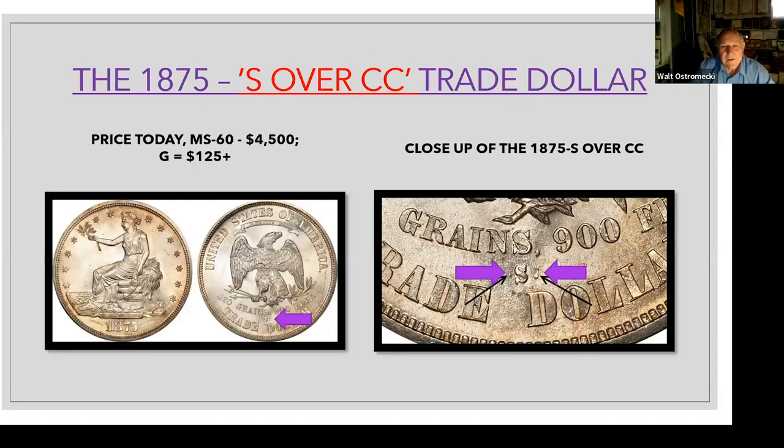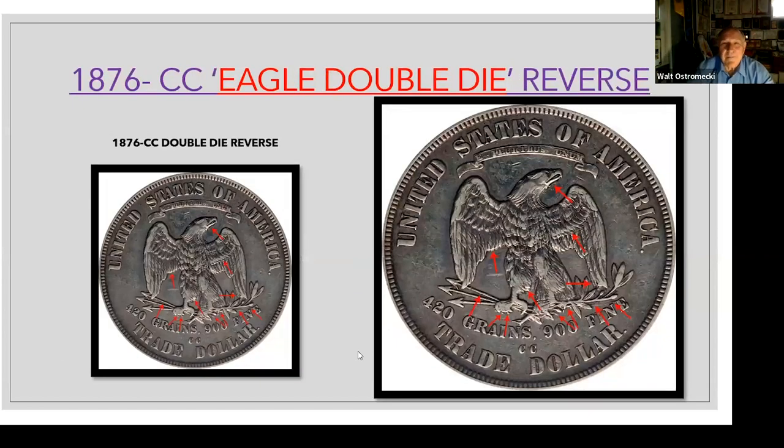Here we have pictured an 1875 S over CC trade dollar. Price today is around $4,500 in grade 60. If you get one in good, you can probably see it in good too. Look at the purple arrow. You can see it in the small one, and then I've blown it up here so you can really see it. Notice again, the S is not centered where it should have been, but it was there probably to hide the CC that the purple arrows indicate, as well as the black ones do. As you can see, the C and C. How is this mule possible? Your guess is as good as mine, but that's part of the fun and lore of our hobby.